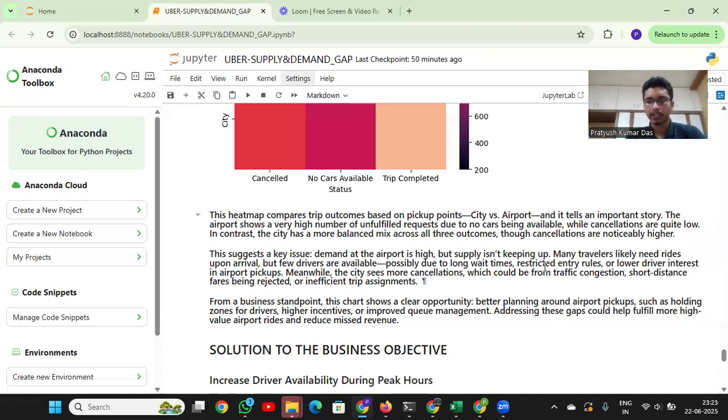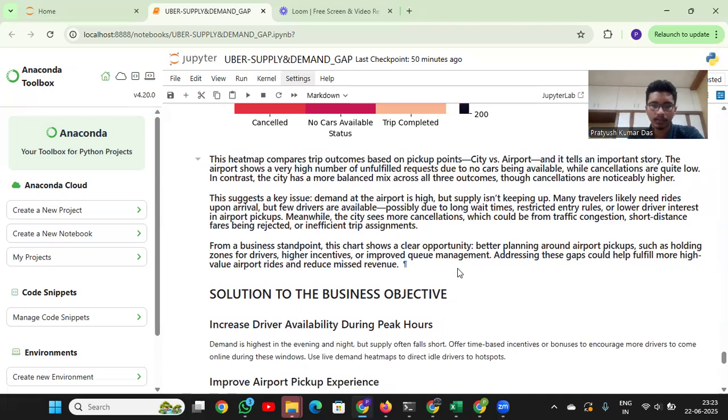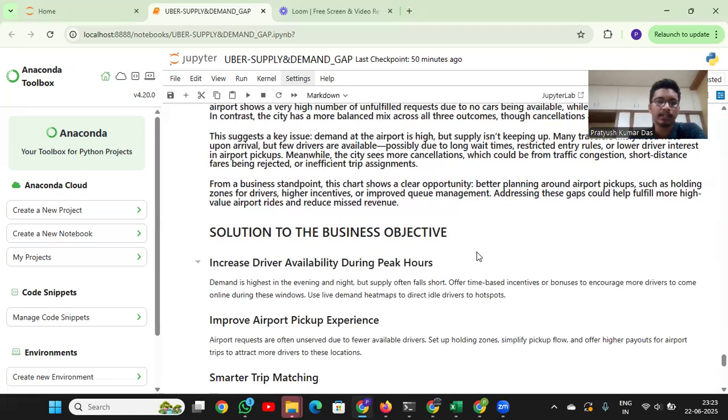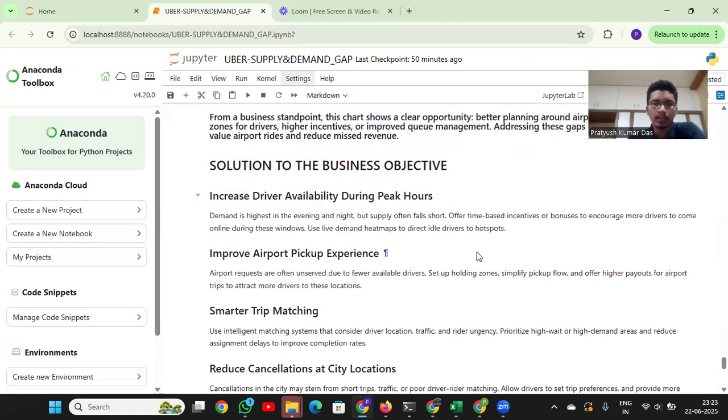Meanwhile, the city sees more cancellations, which could be from traffic congestion, short distance fares being rejected, or inefficient trip assignments. So from a business standpoint, this chart shows a clear opportunity: better planning around airport pickups, such as holding zones for the drivers, higher incentives, or improved queue management. Addressing these gaps might help fulfill more high value airport rides and reduce the missed revenue. So yeah, this was the end of our exploratory data analysis.